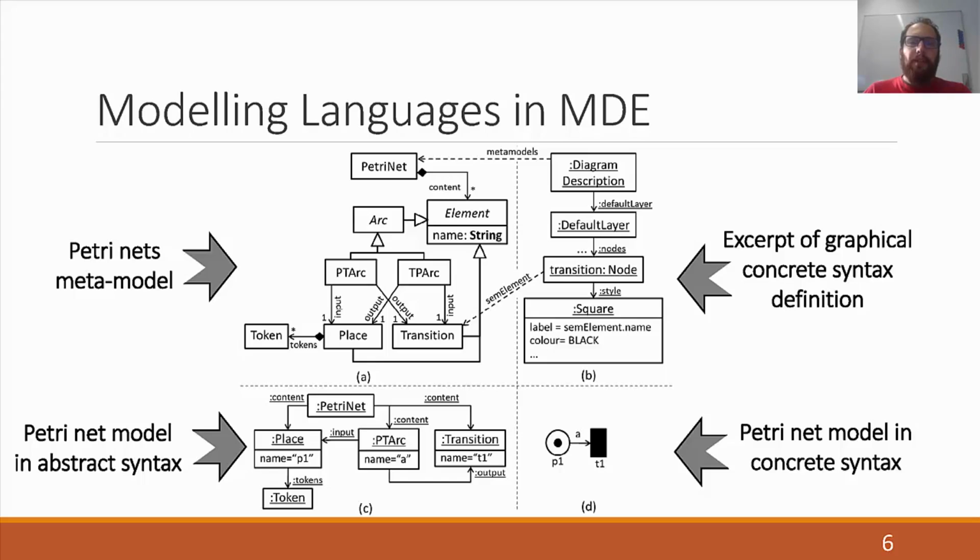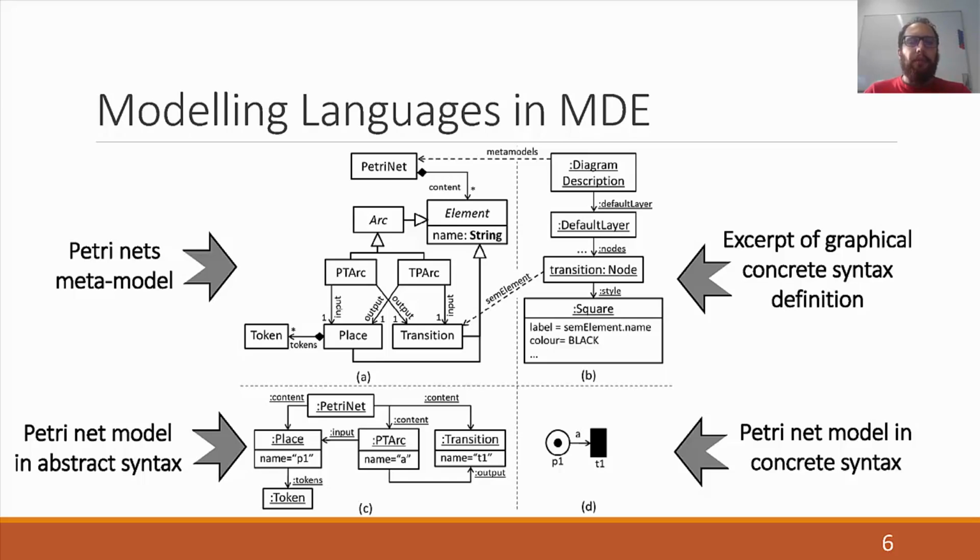A container class PetriNet groups the elements belonging to the same net. Places, transitions, and arcs have a name, while places have a marking represented by contained tokens. Below the metamodel definition, a model is shown that is an instance of this metamodel. The model contains one place that is connected to a transition and has one token.